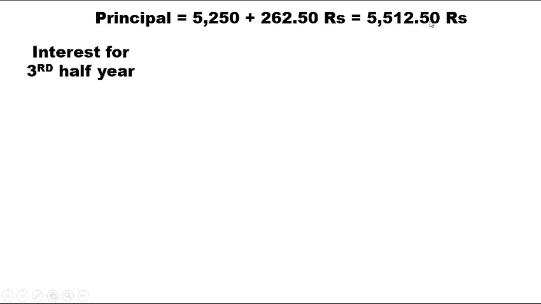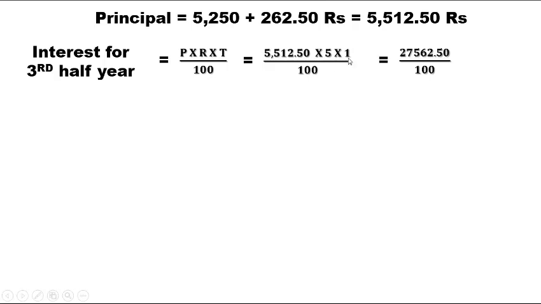5,512.50 rupees. Interest for the third half year is equal to P into R into T divided by 100, which is 5,512.50 into 5 into 1 divided by 100, equal to 27,562.50 paisa divided by 100, equal to 275 rupees and 62 paisa.